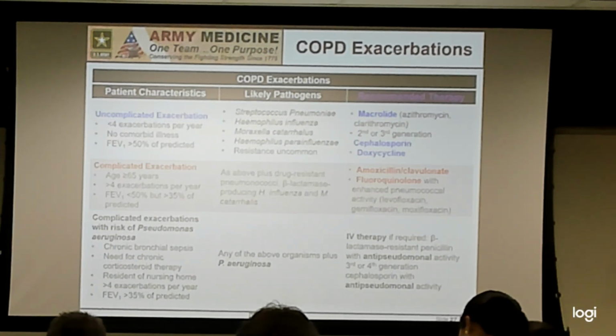But for the complicated ones, over 65, greater than 4 per year, the 2 that we're going to want to focus on is using Augmentin. Another one that we would pick from would be fluoroquinolone. So these are lists of options versus you don't have to use them. It's not an and, it's an or. And those are really kind of what I'm going to focus on in these lectures, or on this slide here.